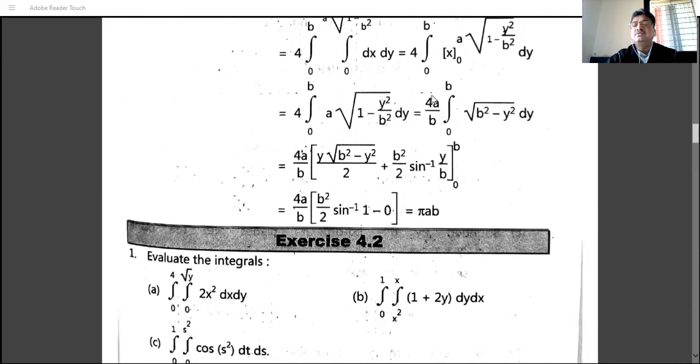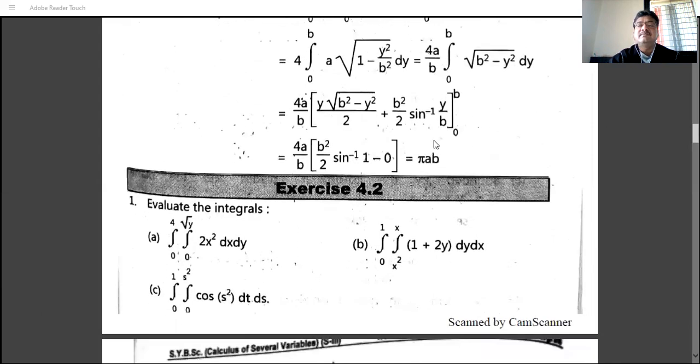And then there is a rule of integration root a square minus x square. By using that rule, y root b square minus y square by 2 plus b square by 2 sin inverse y by b. So by the rule, the integration of root a square minus x square is x root a square minus x square divided by 2 plus a square by 2 sin inverse x by a. By using that rule, we have this from 0 to b. Then first substitute y as b. So this quantity is 0. If you substitute y as b, then b square minus b square is 0.